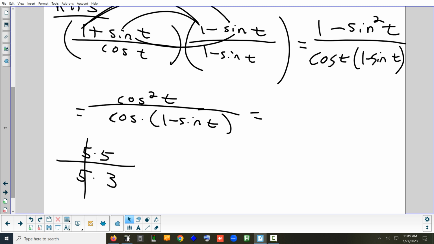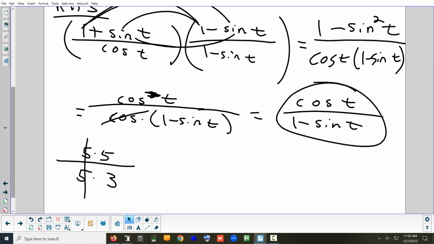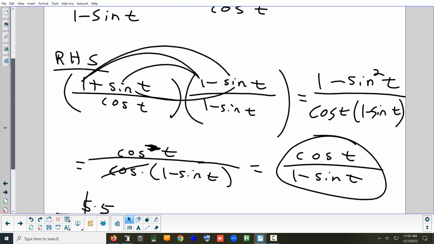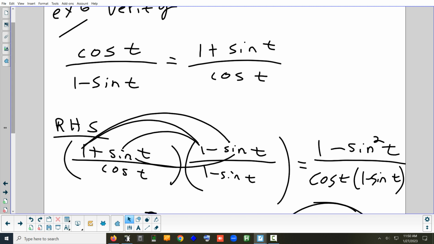What does the top and the bottom have in common in this one? Cosine. How many copies of cosine in the top? 2. And in the bottom? 1. So you can cancel 1 from the top, 1 from the bottom, and look at what you get. You get cosine over 1 minus sine. Which, if you go back up, that's exactly what the left-hand side is.